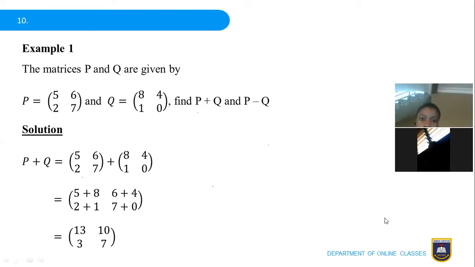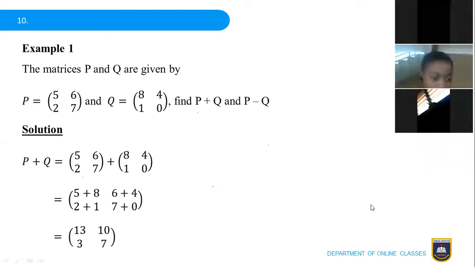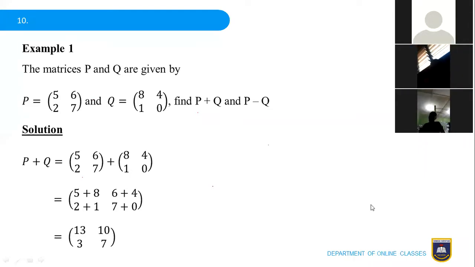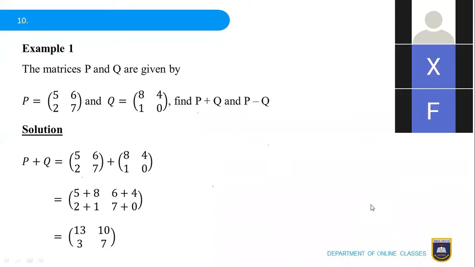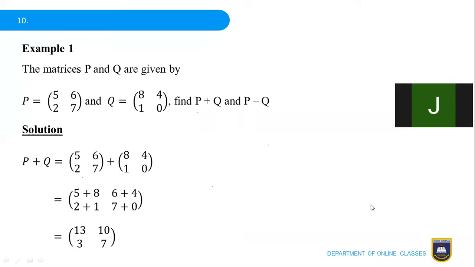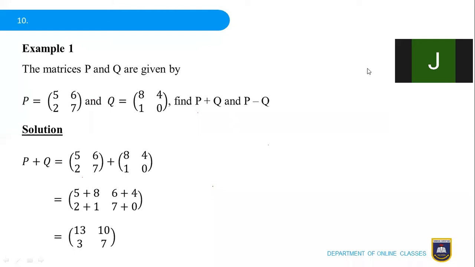Yeah, Kudu the Queen, did you get that? Yes, sir. Good. Are you done with the second one, the P minus Q? Yes, sir. What's your answer to that? Yeah, I got P minus Q to be negative 3, 2, and 1, 7. Okay, just hold on to your answer. Precious, what is your answer to the P minus Q? Precious, I don't hear you. It seems you have a network problem. Okay, so that is that.